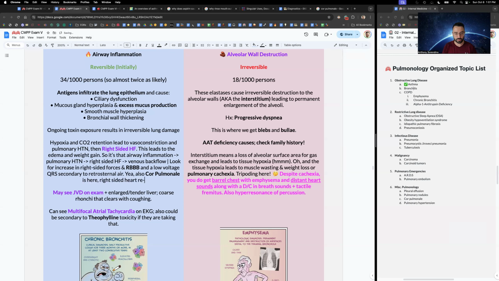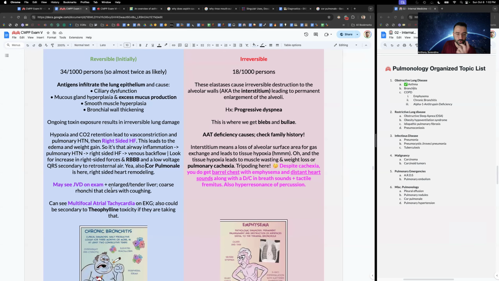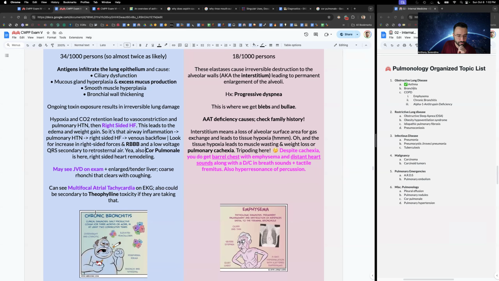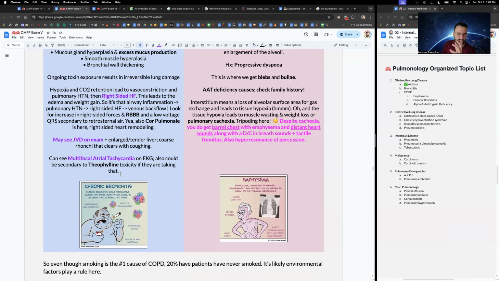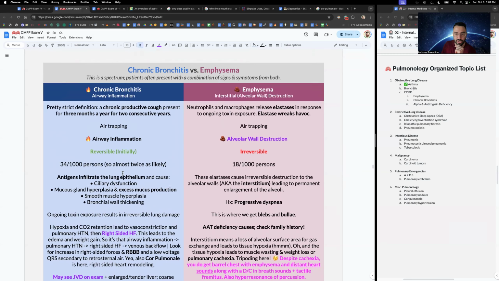Right-sided heart, it's like remodeling, basically. I'm pretty sure, because you have right-sided heart failure, you get that over time. It's going to be cor pulmonale. It's heart remodeling from a pulmonary source. So you could look for JVD on exam. Multifocal atrial tachycardia, I don't know if that's a side effect of theophylline. I won't worry about that too much.